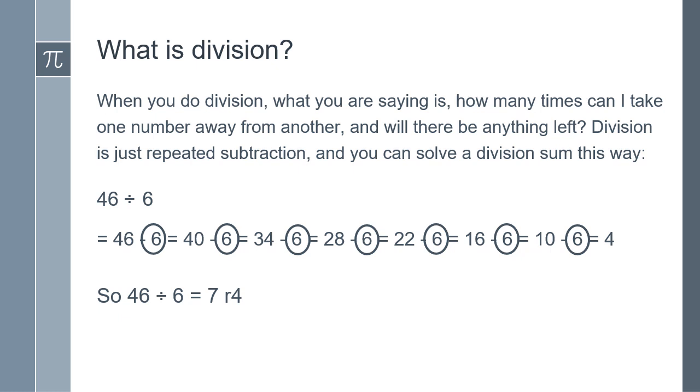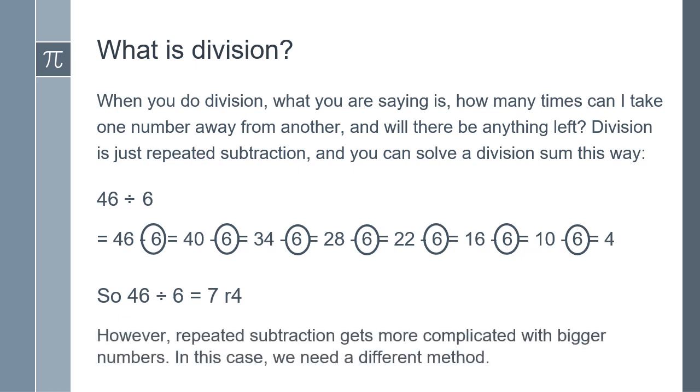Now I've done this as repeated subtraction. You can also do repeated addition. So we could have started at 0 and added 6 until we went over 46 and then found out how many times we had to do it. So you can go either way depending on which you prefer. However, repeated subtraction or repeated addition gets more complicated with bigger numbers. In this case, we need a different method. So what I'm going to show you on the following slides is a different method of doing it. However, I will at times use repeated addition or repeated subtraction to handle some of the smaller sums I'm going to do.